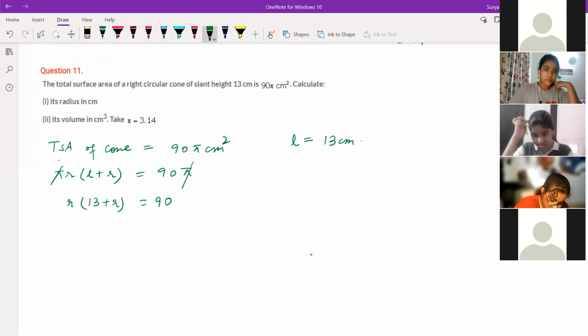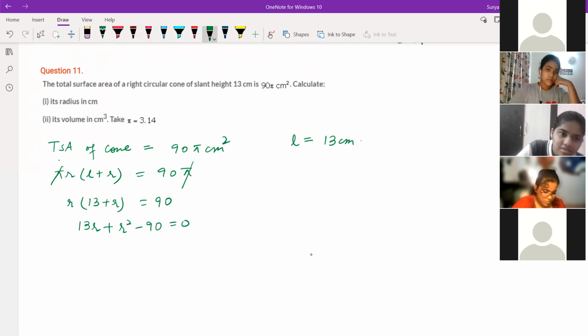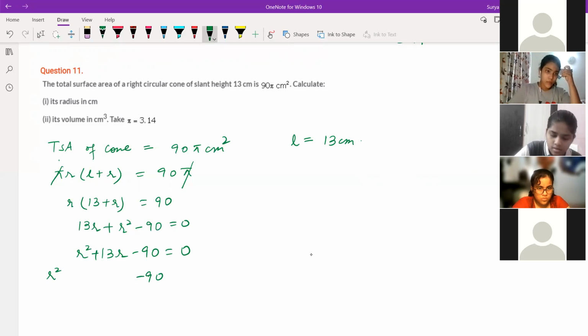R you multiply inside, what will you get? 13r plus r square minus 90 is equal to 0. You can solve by quadratic equation. What do you get? R square plus 13r minus 90 is equal to 0. How to bifurcate this? 13r, how to bifurcate? 18 5s are 90, right? So plus 18r minus 5r.